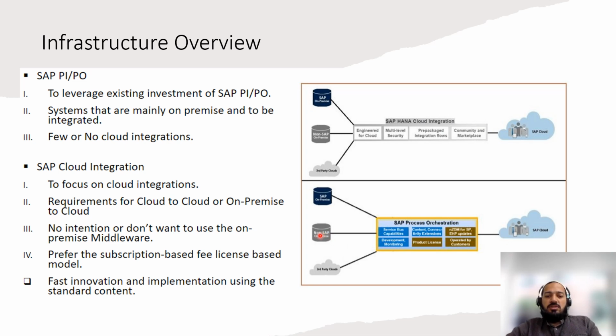It is fast and innovative, using business standards and standard content, and you see here the process orchestration for SAP and how the current SAP Cloud can help using SAP process integration, orchestration, and cloud integrations that can connect to SAP on-prem, non-SAP on-prem, and third-party cloud systems. So this is overall cloud integration, which we will be seeing in our next lecture. Thank you, everyone.